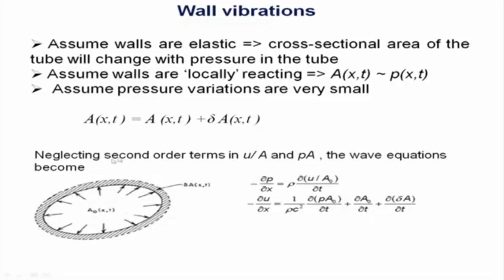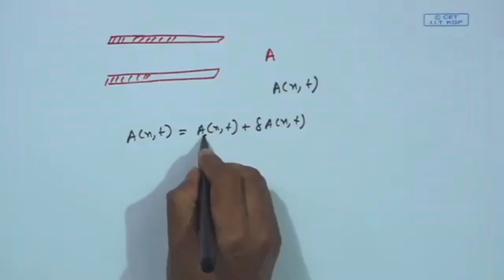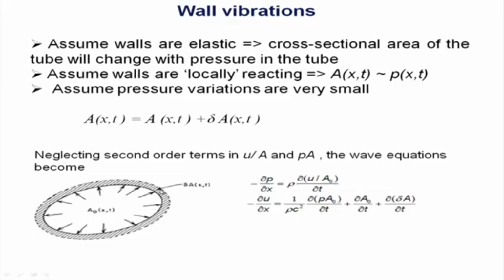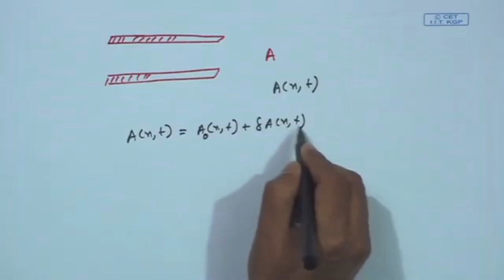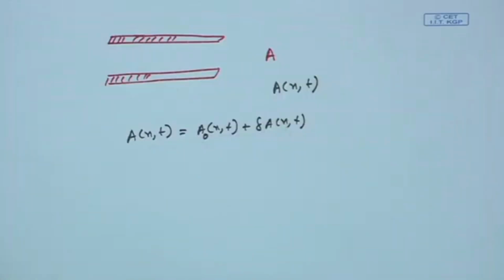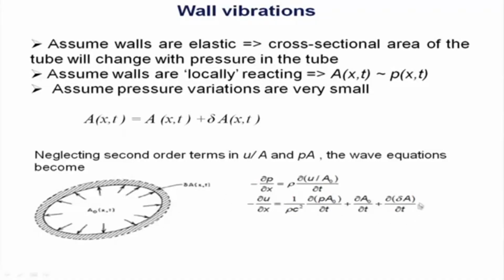So, inside it is A0, I can say it is A0 fixed, and then delta A(x,t) is the expansion. So, now instead of fixed A, the wave equation is modified. Then if I put this A0 plus delta A(x,t) into the equation, the modified equation will be like this.